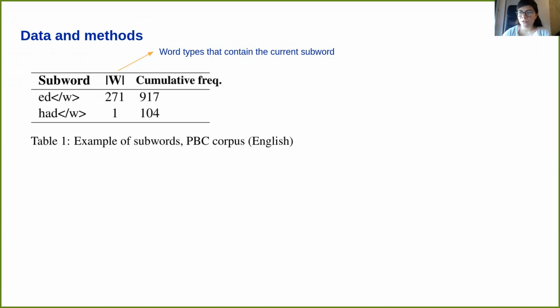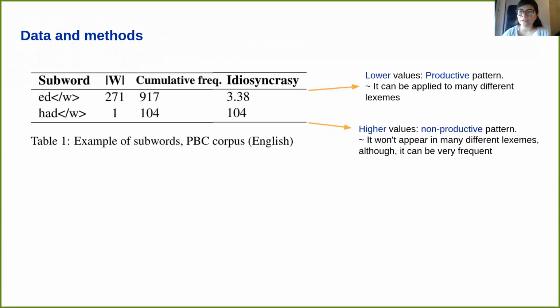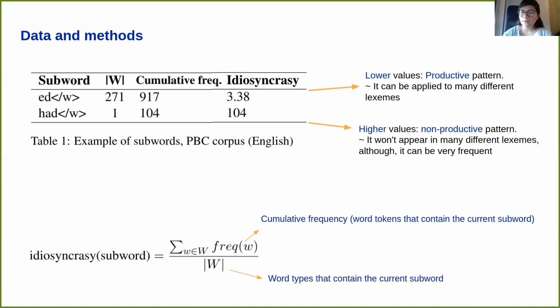So we came up with a measure to reflect that, and we call it idiosyncrasy. So ideally, low values of idiosyncrasy reflect a productive pattern, which would mean that this subword can be applied to many different lexemes, while higher values of idiosyncrasy reflect a non-productive pattern. So this subword won't appear in many different lexemes, but it can be very frequent. This is our operationalization. And here we are simply checking how many word types contain that subword and what is the frequency of those word types.